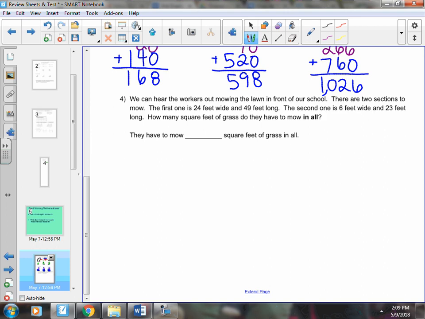So they're giving us the dimensions, which means we need to find the area, and it even uses the word square feet, so I know we're finding area. Let's find the area of the first section, 49 times 24. 4 times 9 is 36. 4 times 4 is 16. Plus 3 is 19. 2 times 9 is 18. 2 times 4 is 8. Plus 1 more is 9.